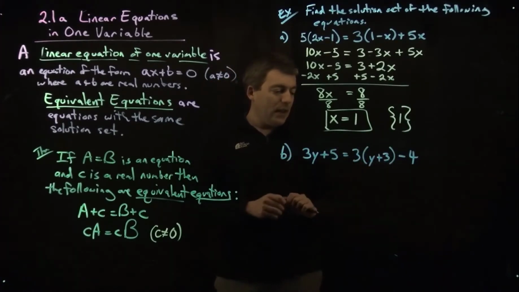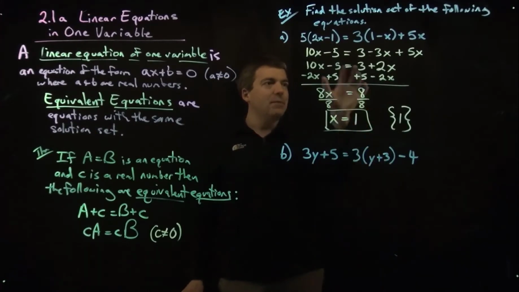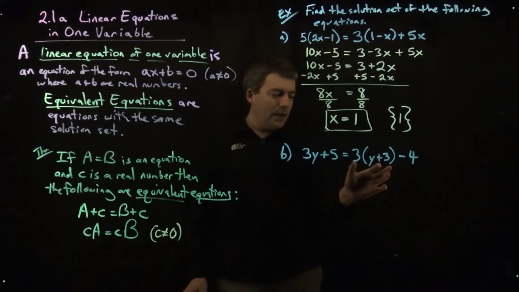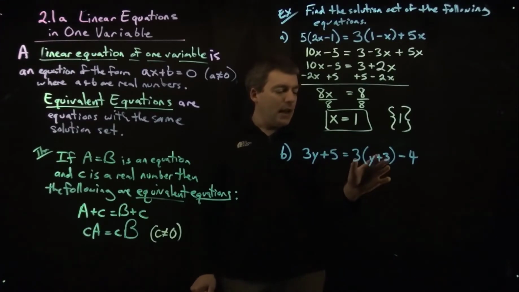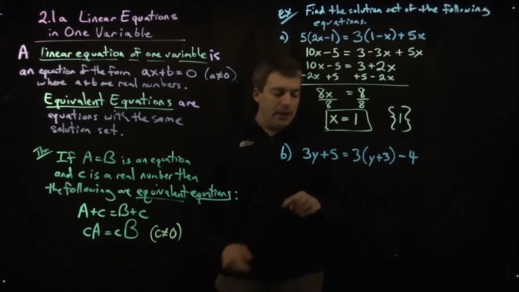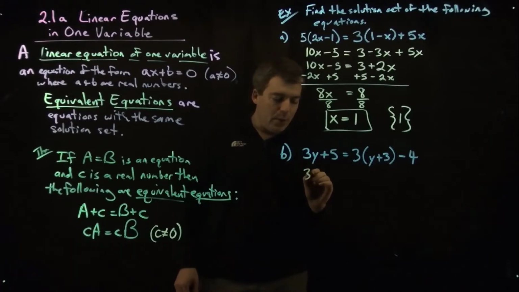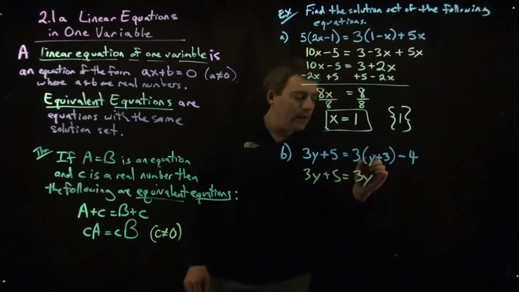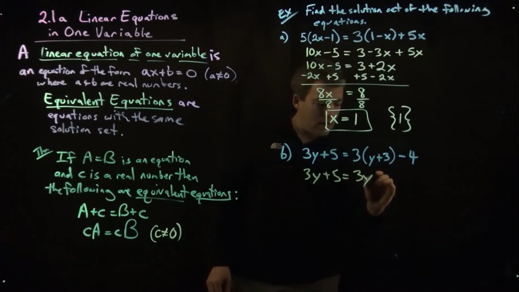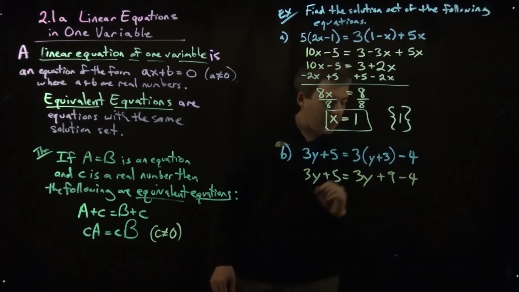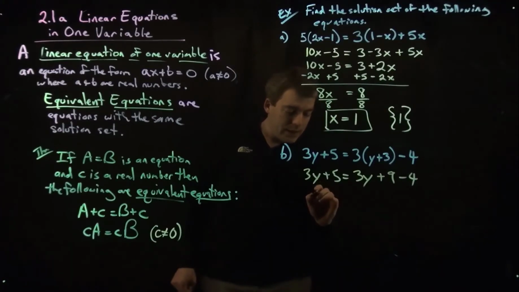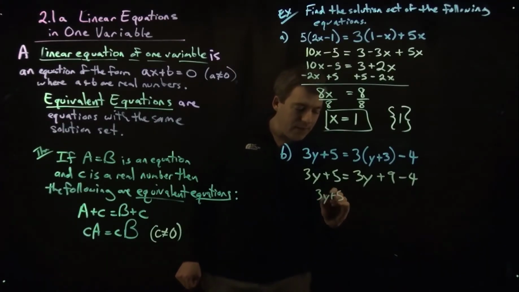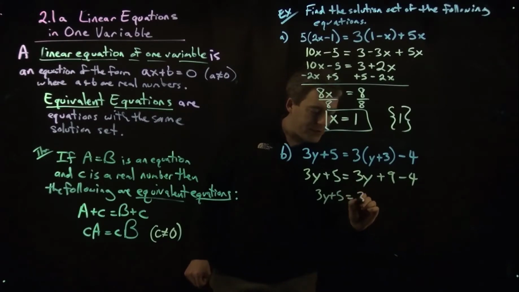So the first thing that you might have seen is that we have kind of the same thing we had up here. We've got a y that's trapped inside this parentheses, and we can break it out by distributing. So the left-hand side is 3y plus 5 equals 3y plus 9. And then minus 4. So we get 3y plus 5 equals 3y plus 5.